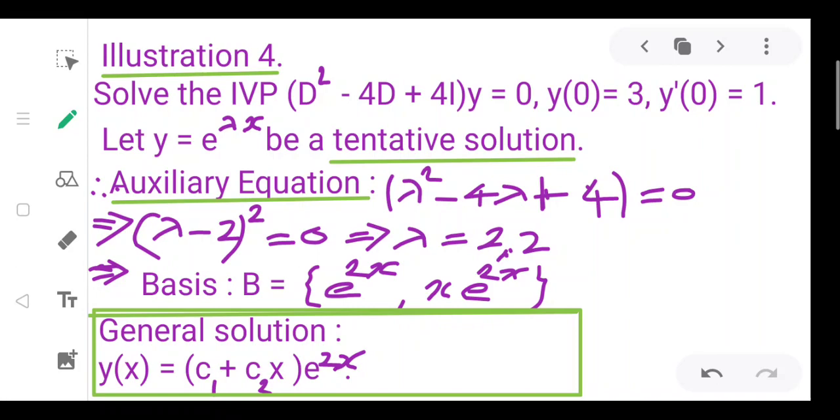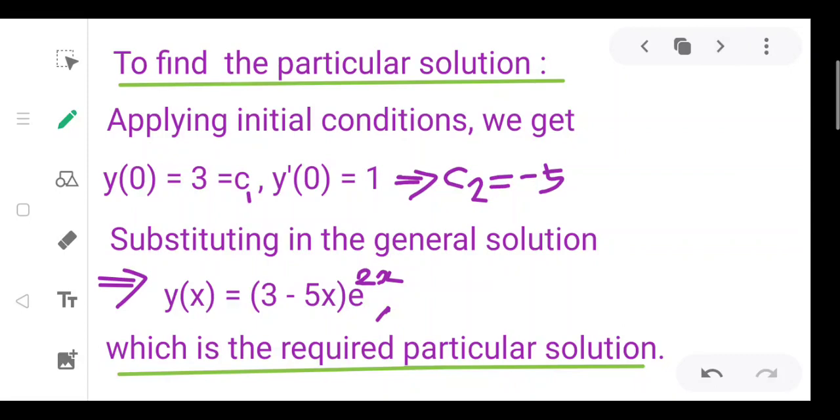Here also we have to find the values of the arbitrary constants c1 and c2. For that we have to apply the initial conditions. Applying the initial condition, we are getting c1 equal to 3 and y dash 0 equal to 1 gives c2 equal to minus 5. So substituting in the general solution, we are getting the required particular solution as y of x equal to 3 minus 5x into e raised to 2x.